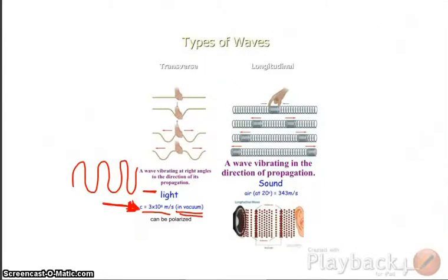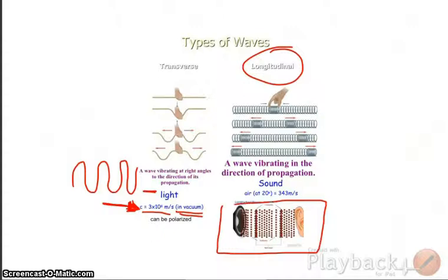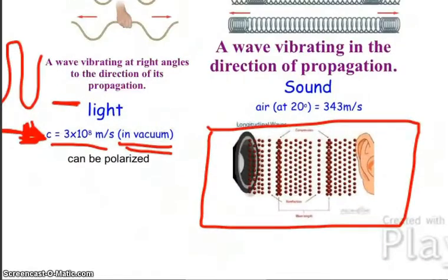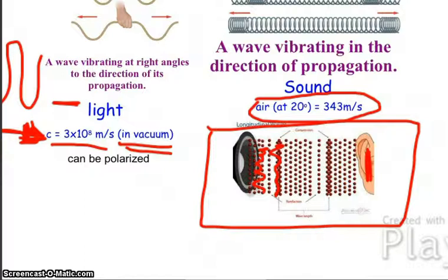Longitudinal waves are waves that vibrate in the direction of propagation. An example of this is sound. So if you see this picture down here, what speakers do is they vibrate sound, okay, and it has different waves, and your ear takes it in and interprets the sound. Now, at 20 degrees, sound moves at 343 meters per second. Temperature makes a difference, and medium makes a difference as far as the speed of waves go.